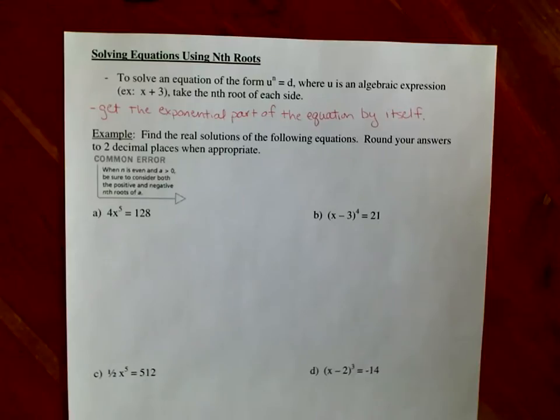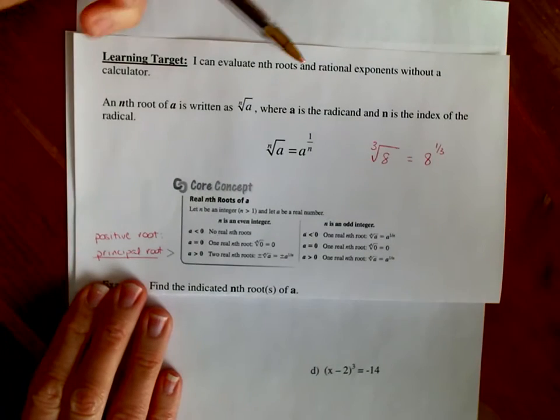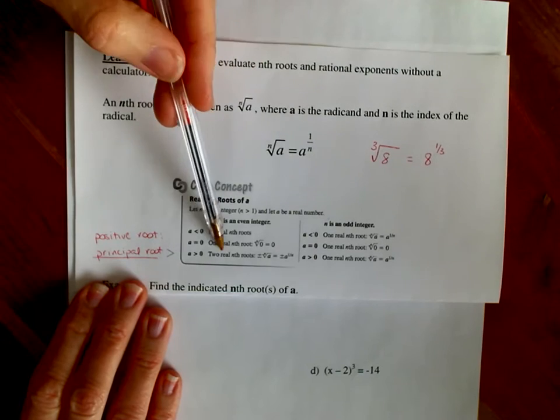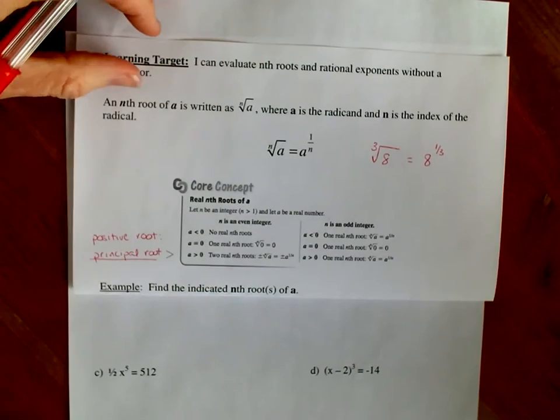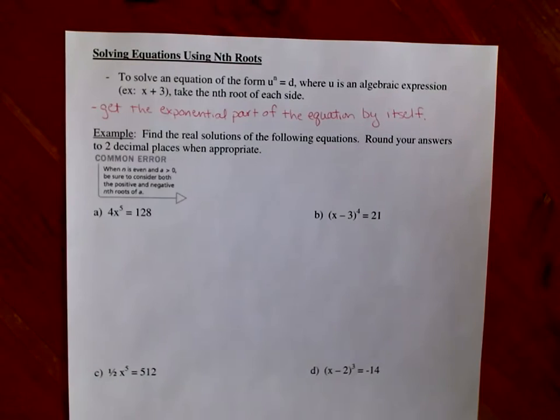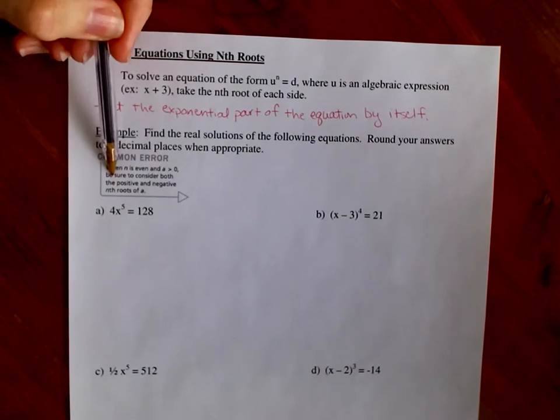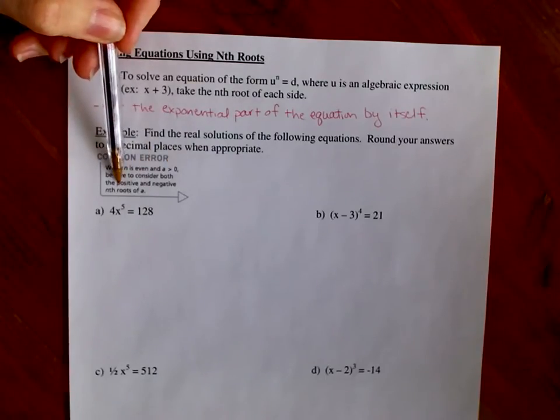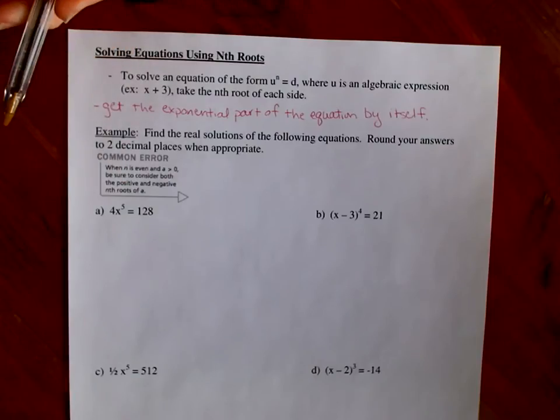Now, as you're solving these, it is really important that you remember how the index and the radicand determine the number and type of real nth roots you're going to have. You may want to go back and review the lesson where we introduced the real nth roots of a, just to practice and remember what the index and the radicand tell you about the number and type of roots. There is a little reminder here about when n is even and you have a positive radicand. Remember, you will need to include both the positive and negative roots when you're solving.